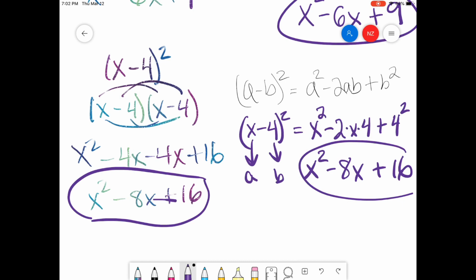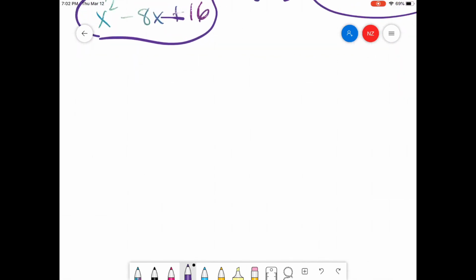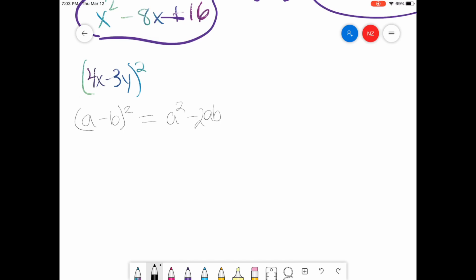Okay, let's take a look at a more complex example. So let's say I have something like 4x minus 3y squared. If I work this out, I know that when I have a minus b squared, I will get a squared minus 2ab plus b squared.